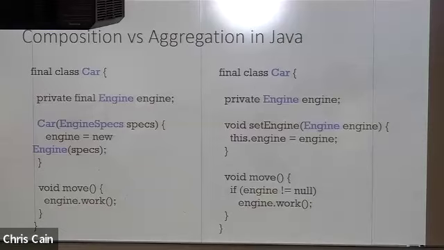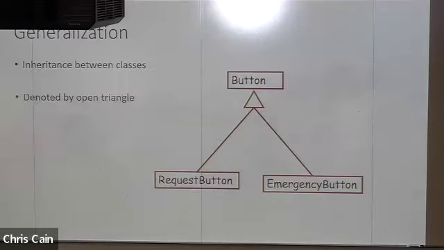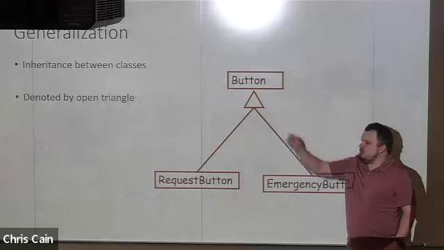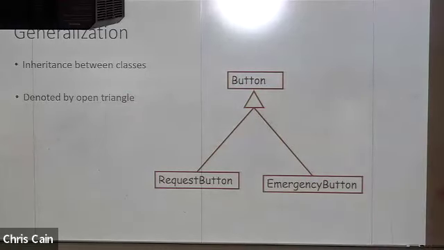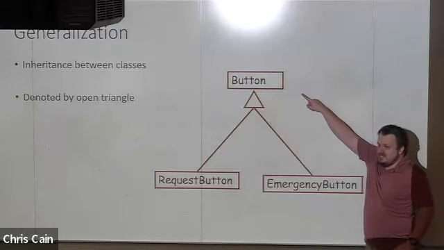All right, the next type we're going to talk about is one we're all pretty familiar with. Generalization, which is really just inheritance. So the way we're going to signify inheritance in a class diagram is we're going to have an open or a hollow triangle. This is the superclass button.